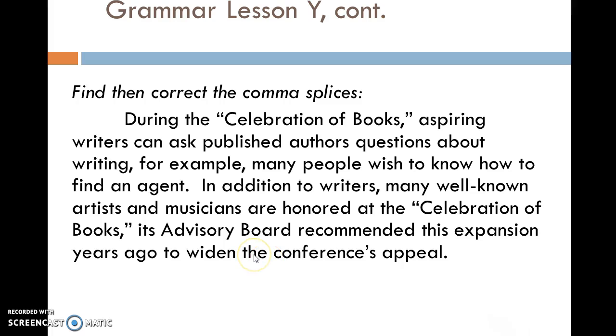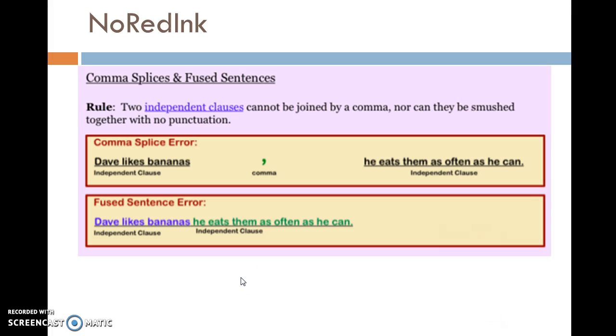We can't just mash sentences together. On No Red Ink, it looks like this. Take a look. It says two independent clauses cannot be joined by a comma, nor can they be smushed together with no punctuation. So here's what this error looks like in both of these ways.